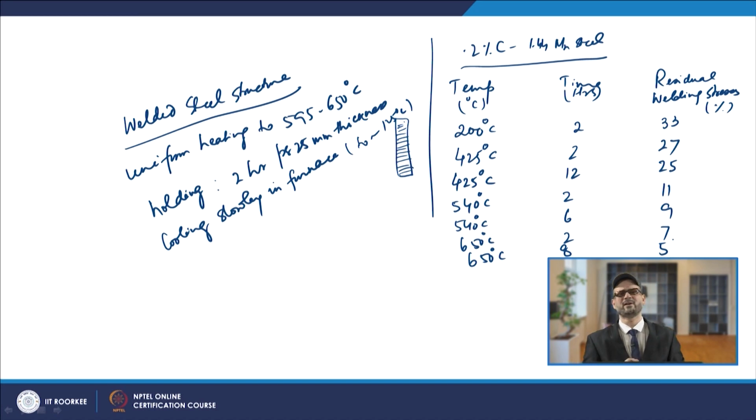Also, you have permanent yielding which is caused at the high temperature. This is because of the reduction of the yield strength at elevated temperature. So, other phenomena may also be active in those cases, but that is not to be discussed here.